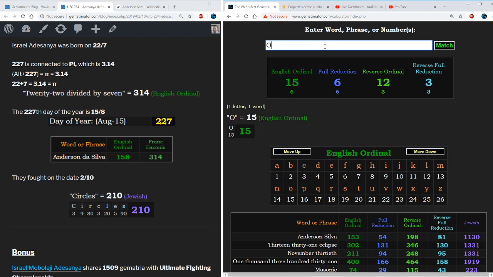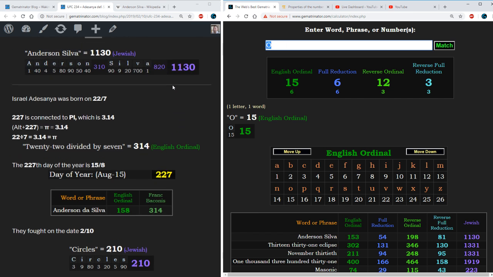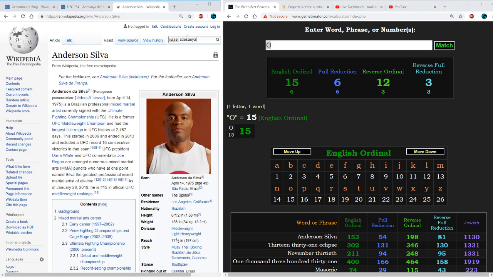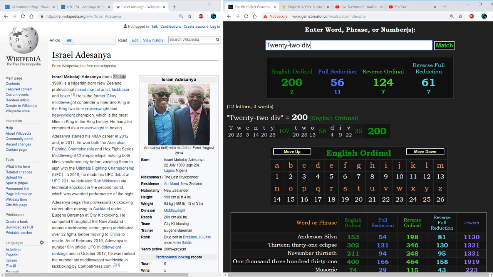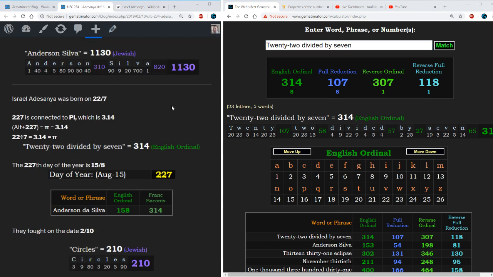Earlier we talked about how the mark of the beast is a circle, and I thought I gave some pretty good evidence for that, but also consider that Israel Adesanya's birthday is on the 22nd of July. This date internationally is written 22/7. If you open up a calculator and put in the equation 22 divided by 7, you'll realize that it equals 3.14, the first three digits of pi. When you write out 22 divided by 7 in the alphabetic order, it equals 314.